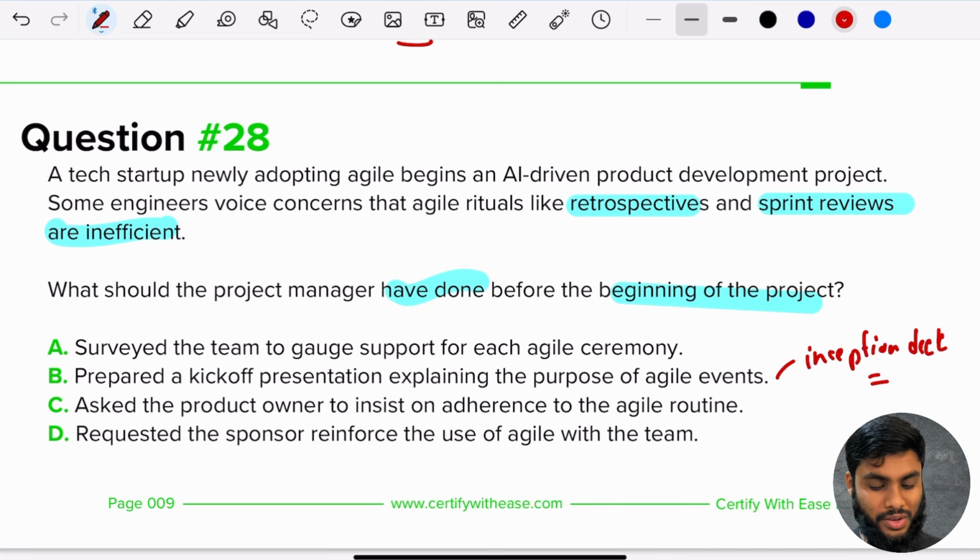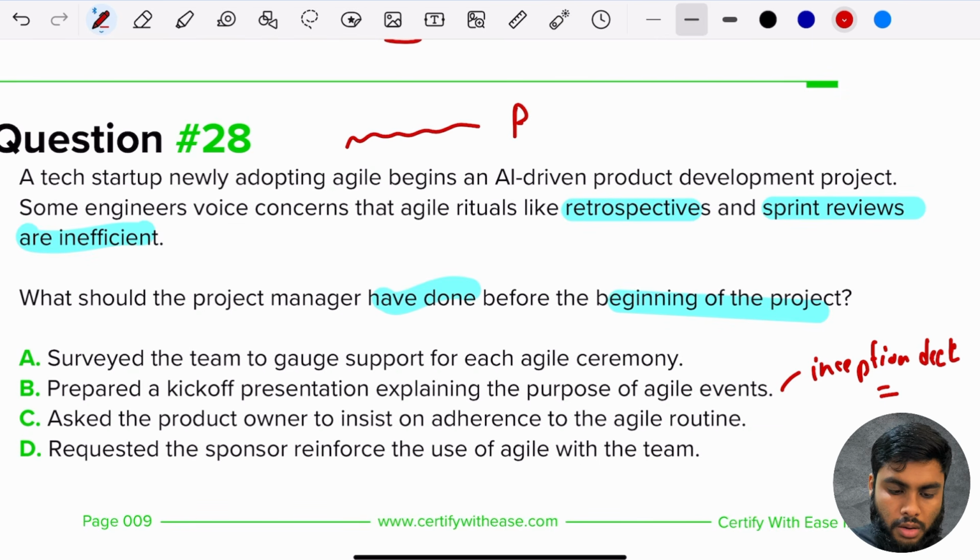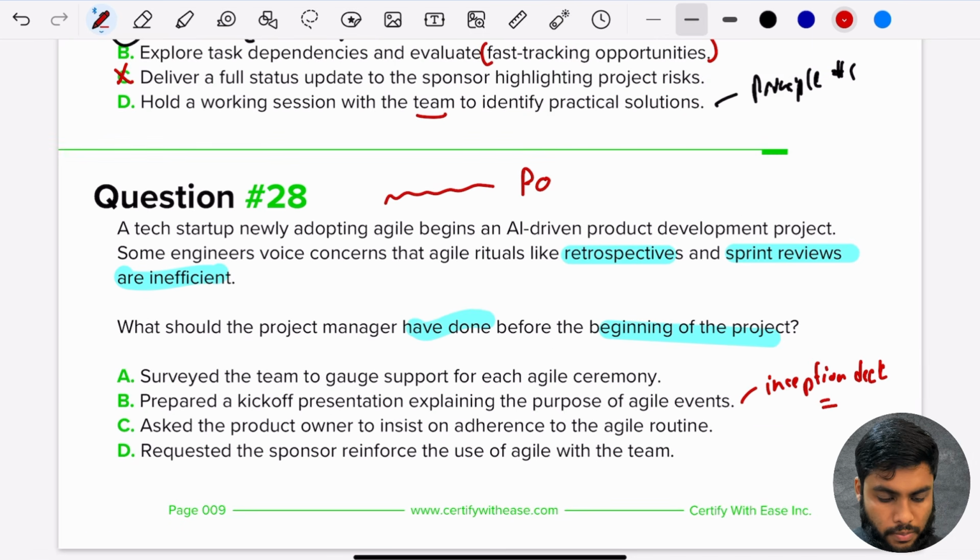C, ask the PO to insist on adherence to the Agile routine. So now this is a perfect example. Is the product owner problematic in this situation? Do we mention anywhere about the product owner in this situation? No, we don't, right? So technically we're not escalating it, but it's this notion of getting someone involved who's not a part of the situation. So it technically falls under principle number 8. I'm gonna eliminate that. D, requested the sponsor reinforce the use of Agile with the team. So again, sponsor, why are we involving the sponsor?